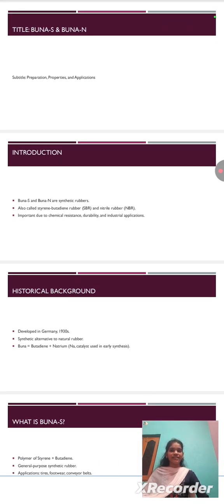And next we have the historical background. Developed in Germany in the 1930s, a synthetic alternative to natural rubber. Buna equals butadiene plus natrium, the catalyst used in early synthesis.